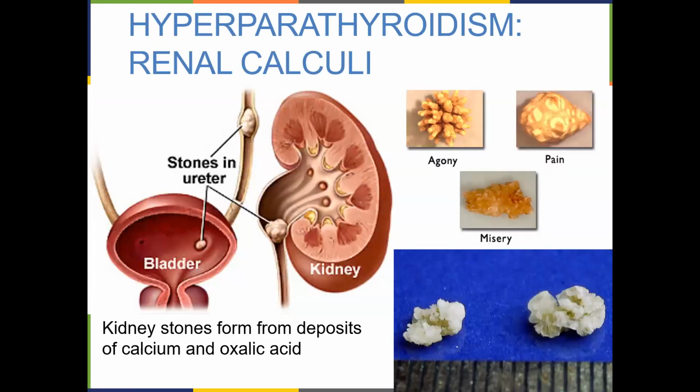Okay. These are the renal calculi. These are the results of too much calcium. These are kidney stones. Look at the size of these kidney stones and their shape. They're defined by agony, pain, and misery from the sharp edges. And they can get stuck in the kidney. They can get stuck in the ureter, which drains the kidney. They can be stuck in the bladder. And they're mostly from calcium. And if you've ever had one, or you know anybody that's ever had one, it is excruciatingly painful.